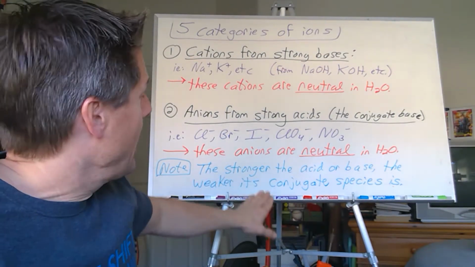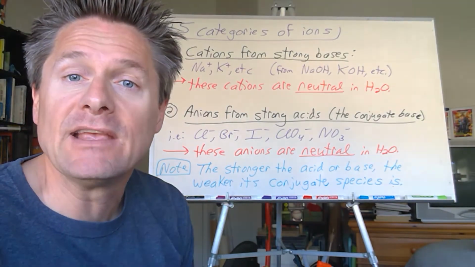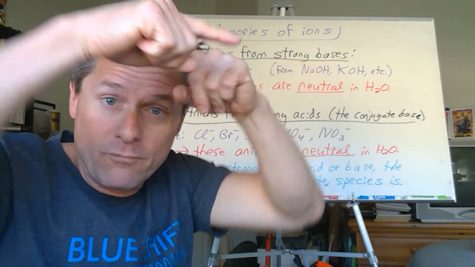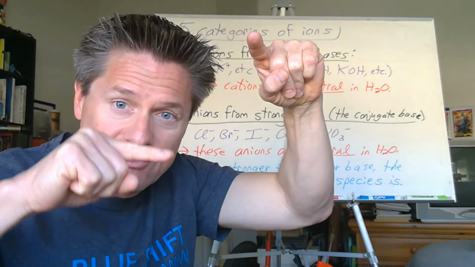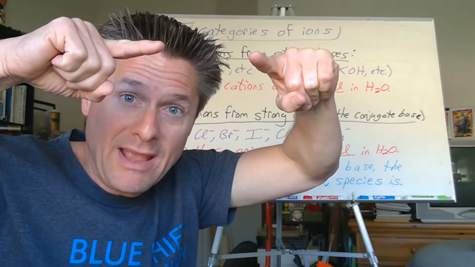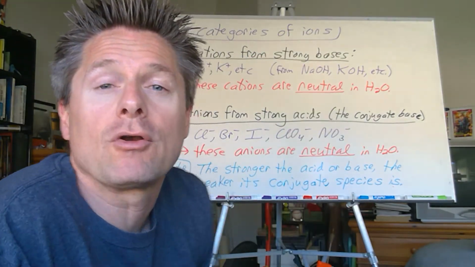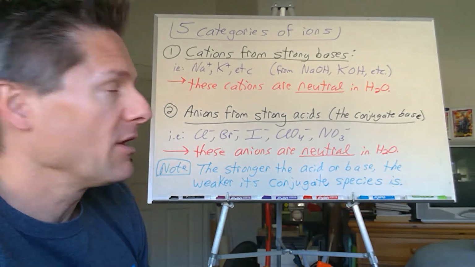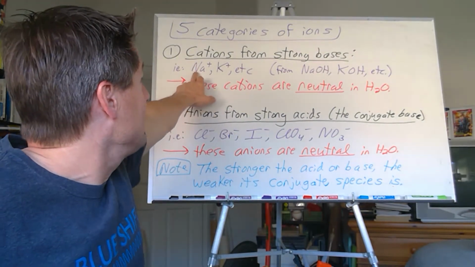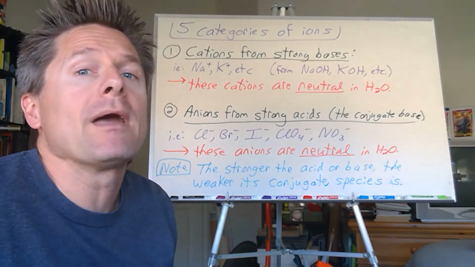A general way to think about it: the stronger the acid or base, the weaker its conjugate species is. They're opposites on the acid-base table. As the acids get stronger, the conjugate bases get weaker, and as the acids get weaker going down the table, the conjugate bases get stronger and stronger. So it's good to study that acid-base table a little bit. These are pretty simple. Anytime you see sodium, potassium, any of those alkali metals, or any of these anions, those are going to be neutral. We don't have to worry about acidic or basic behavior.